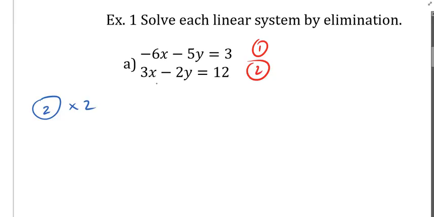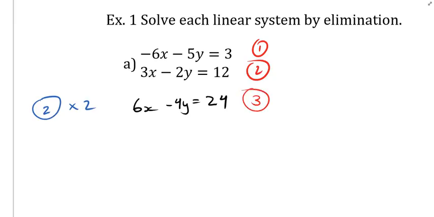So 3x times 2 is, thank you, 6x. Negative 2y times 2, negative 4y. And 12 times 2 is 24. And now look what I have. So equation 2 turned into equation 3. And so it's like the same equation, it just looks different, right? But equations 3 and 1 both have a 6x now. So I set it up that way.